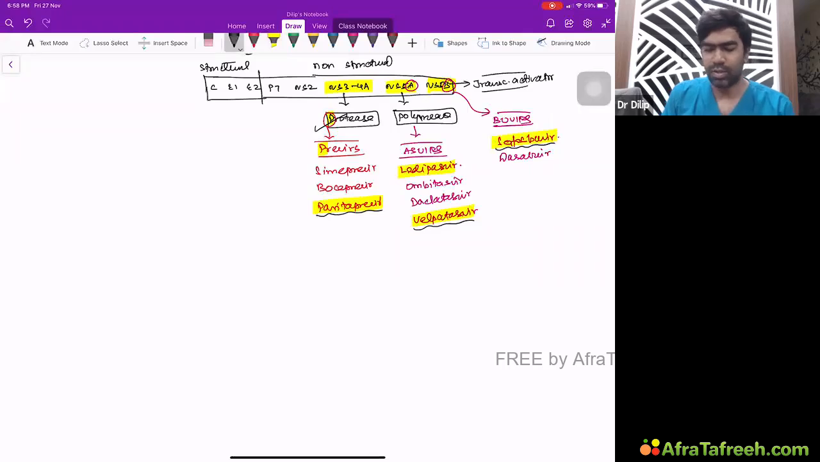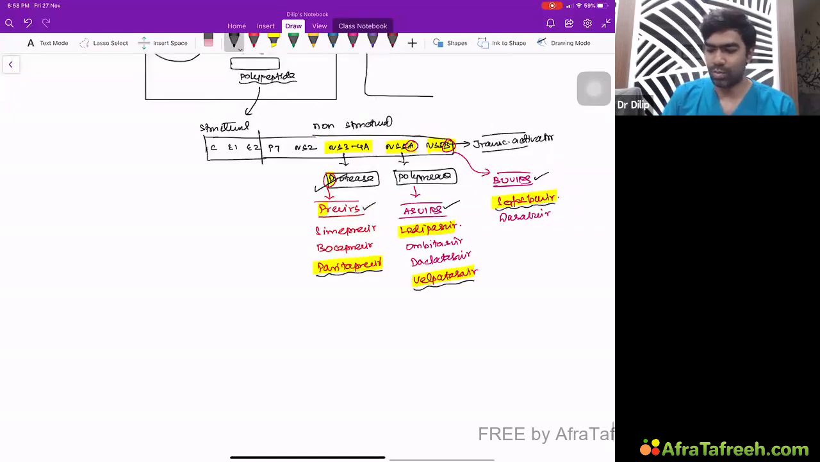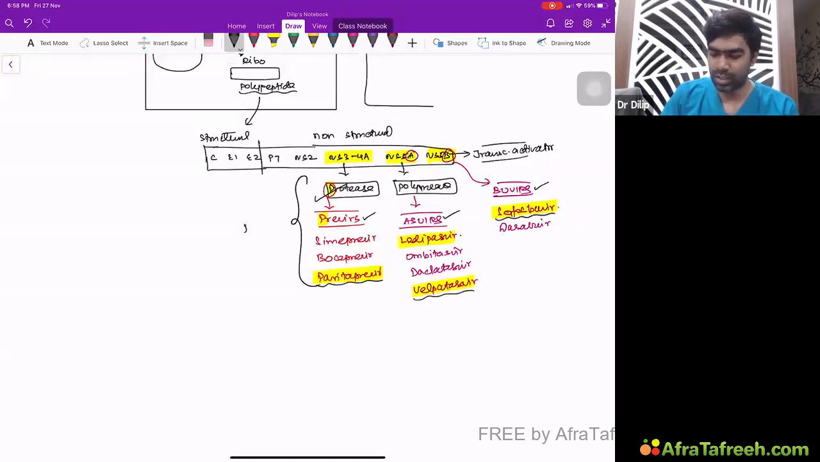this particular group. But nevertheless, any new drug that comes will end with buvirs if they are NS5B inhibitors. They will end with asvirs if they are NS5A inhibitors, and they will end with previrs if they are protease inhibitors, of course. So this is how you remember. These are the DAA group.